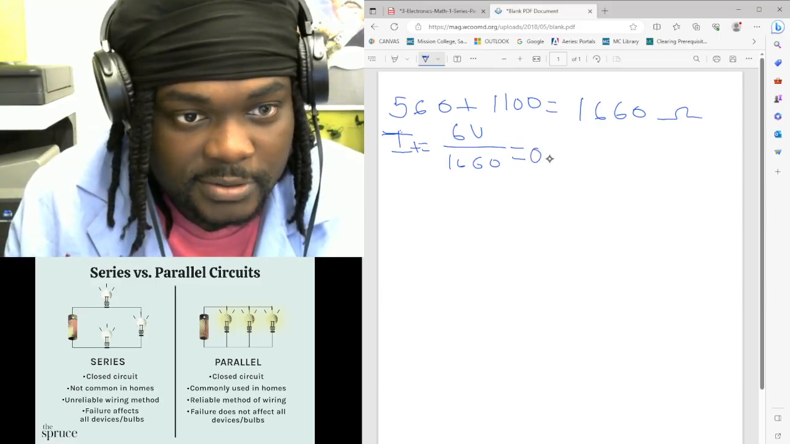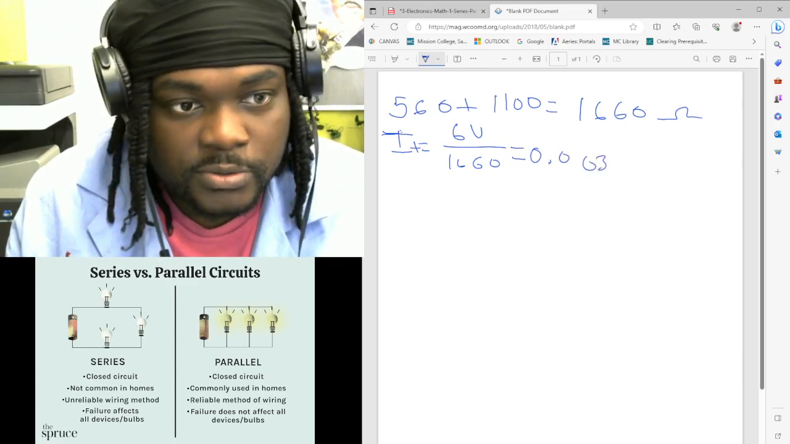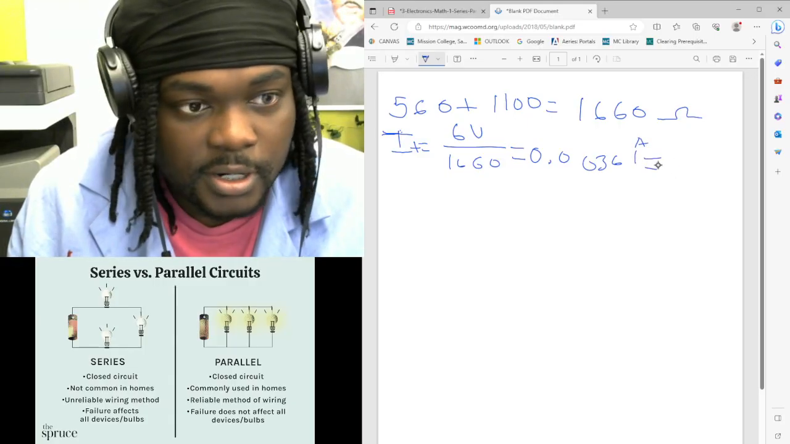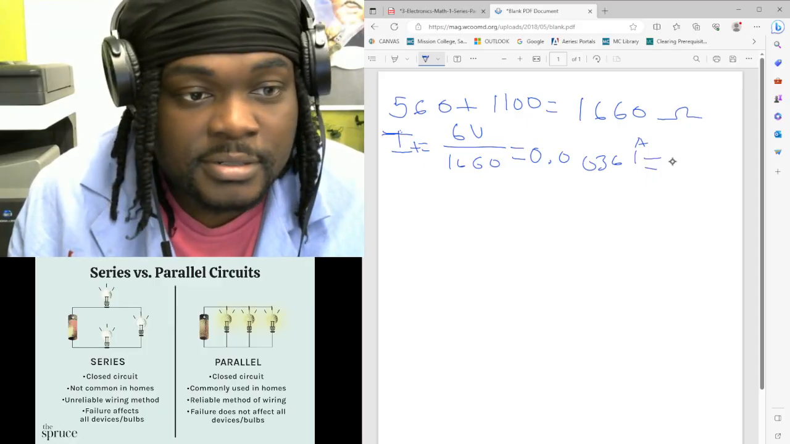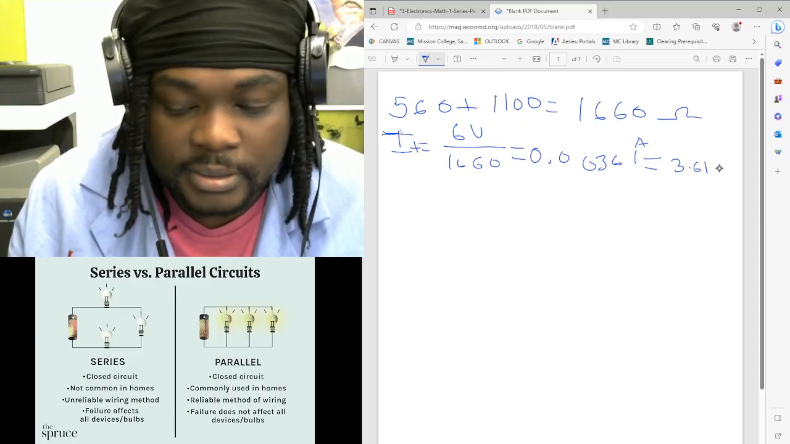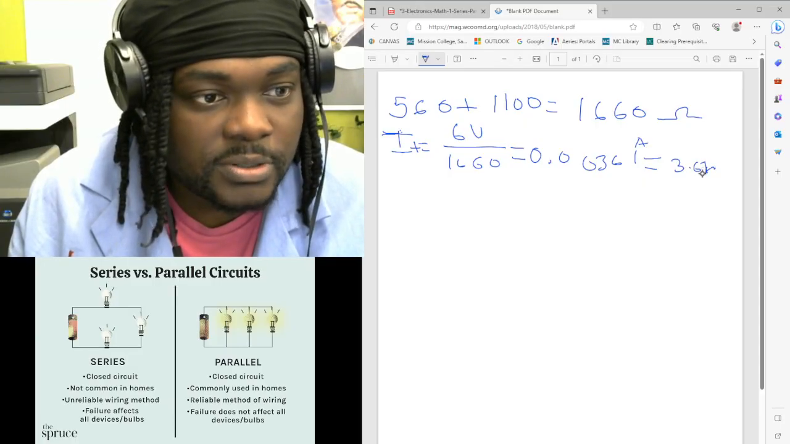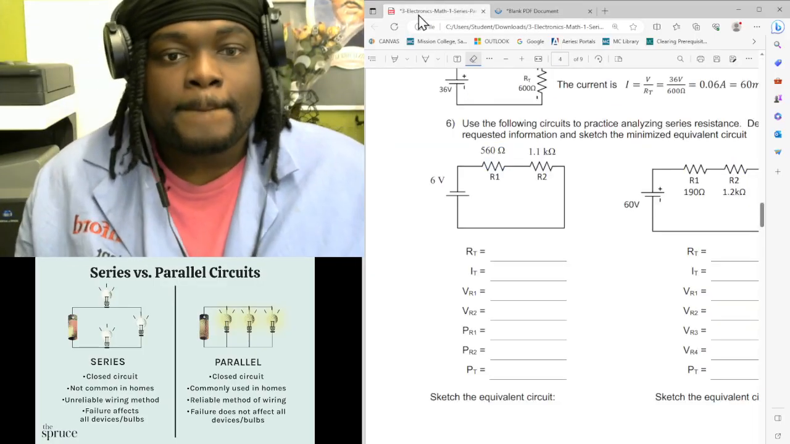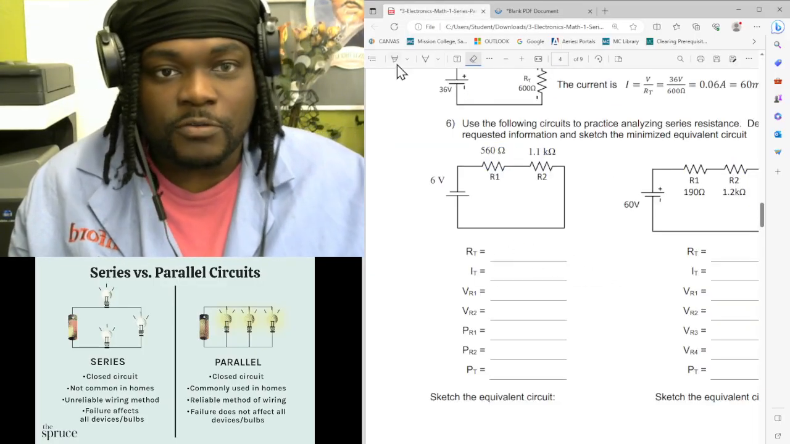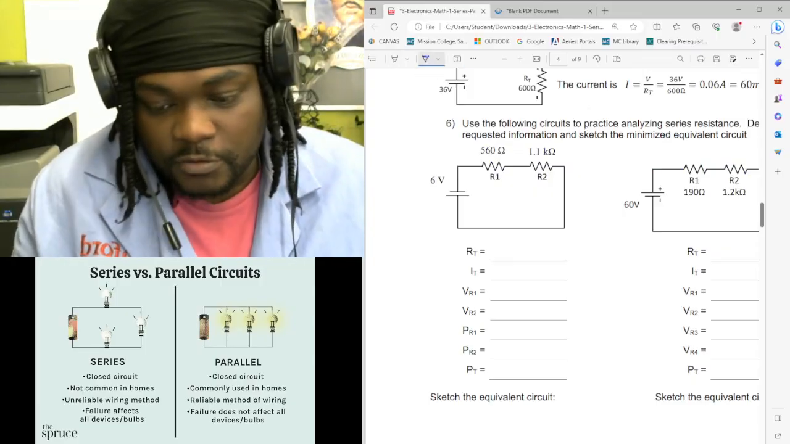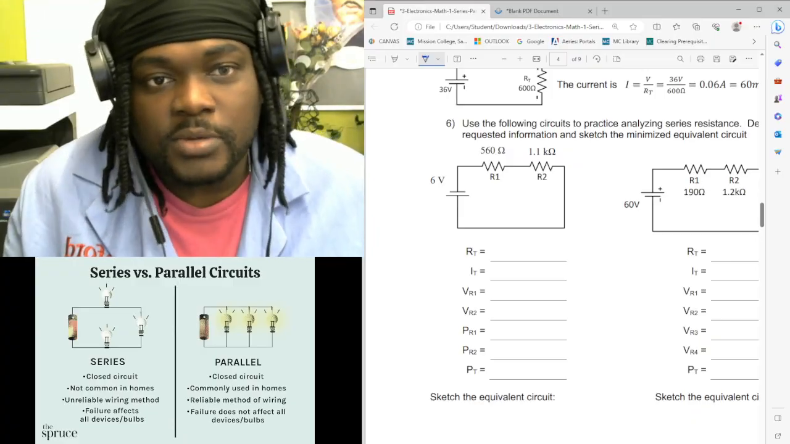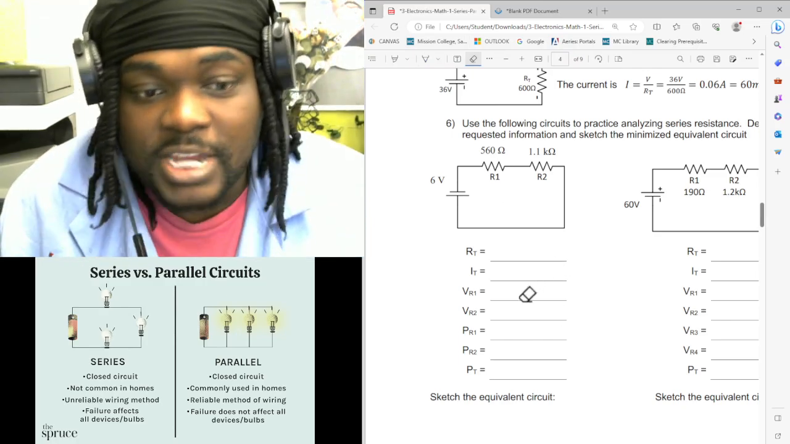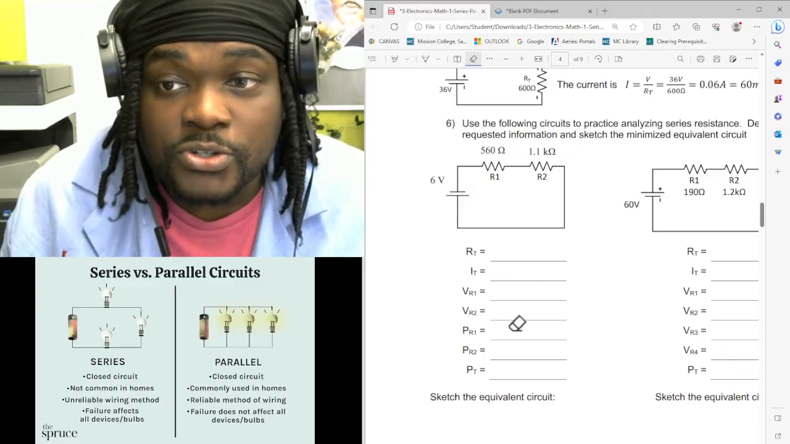Amps, right? So we're going to have 0.00361 amps, which will be how many milliamps? Remember, milli, 1,000, 3.61 milliamps. So now we have our first 2 answers: 1660, and then our next answer of 3.61 milliamps. So now we got VR1 and VR2.